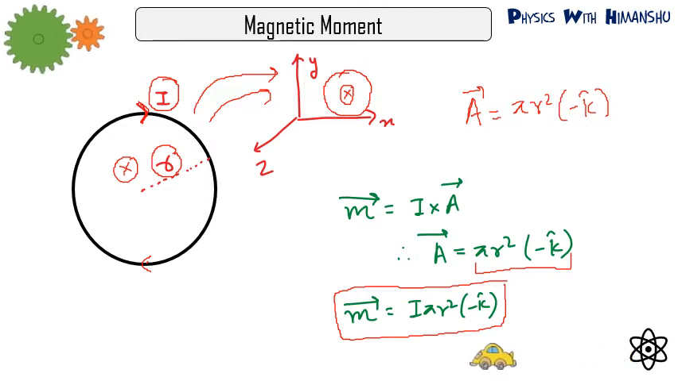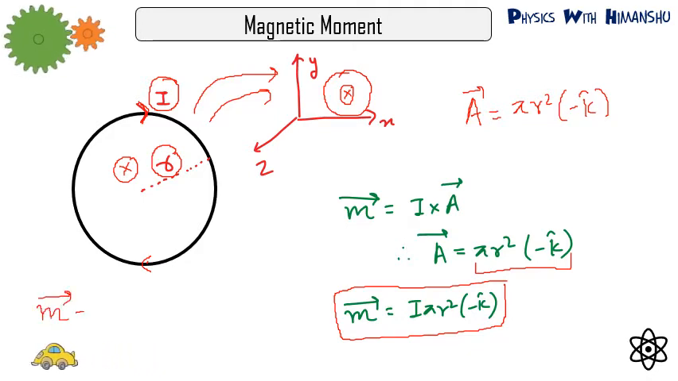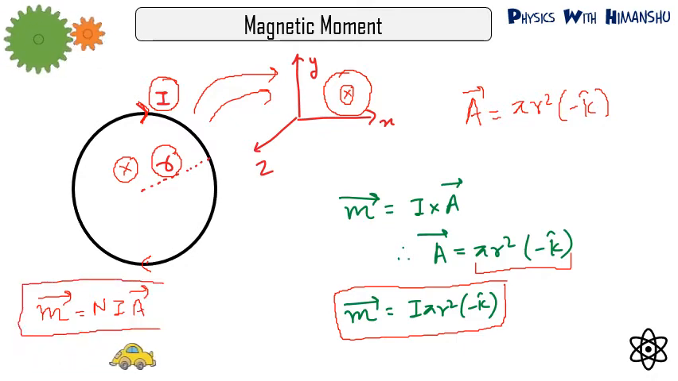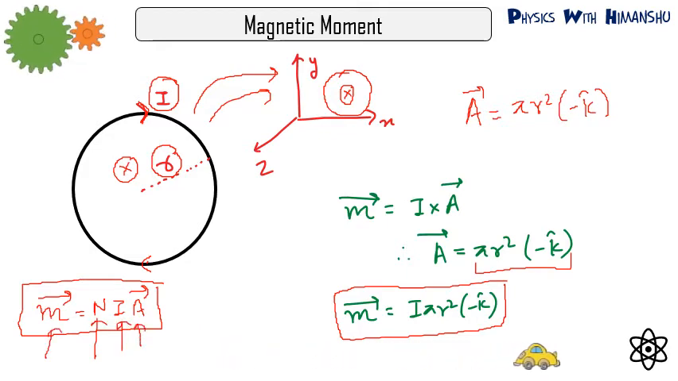It's very important. Also remember that if this loop has n number of turns, then magnetic moment will be n into I into area vector. So when you have to put n, suppose number of turns are given to be n. So n is number of turns, I is current, A is area vector, M is magnetic moment.